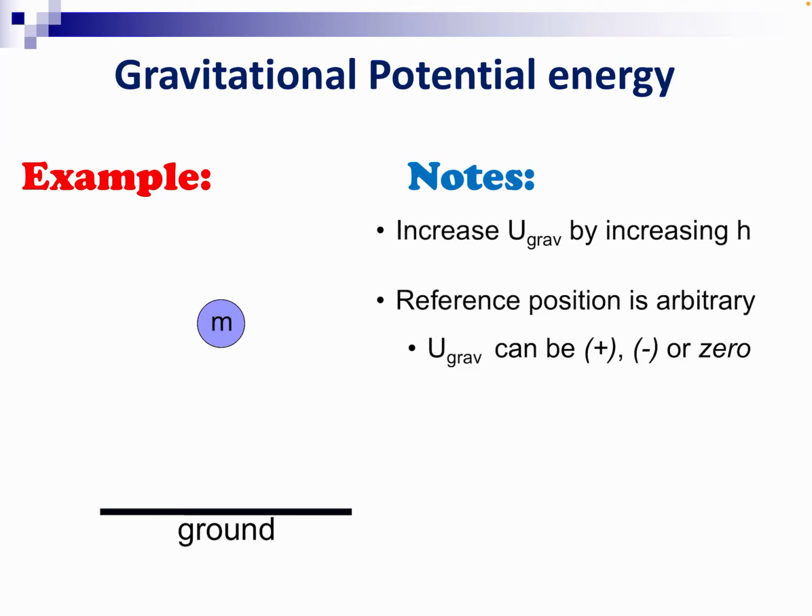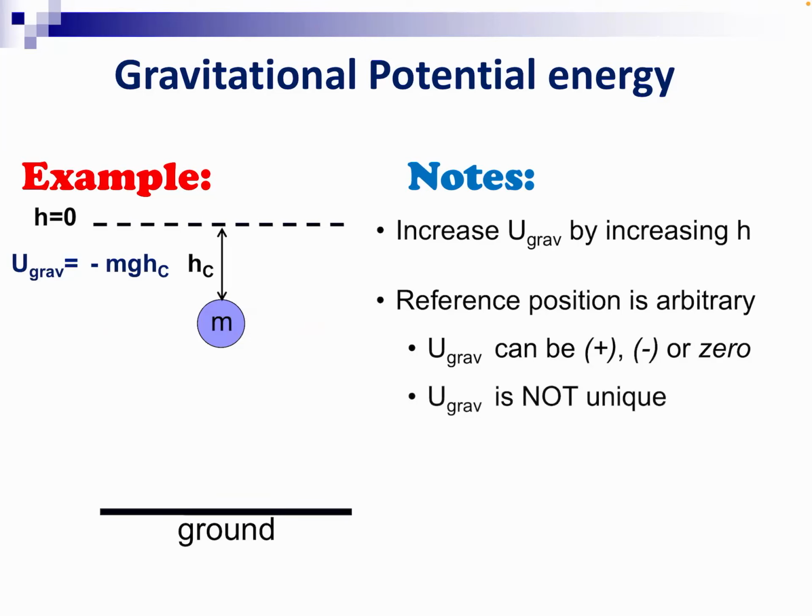If I put my reference height above the object, so the object is below the reference height, say that is height hc, then the gravitational potential energy will be negative. And of course, it's 0 if you put the object at the chosen reference height. But what I wanted to show and demonstrate is that gravitational potential energy is not unique, because we are free to choose any reference height to use.